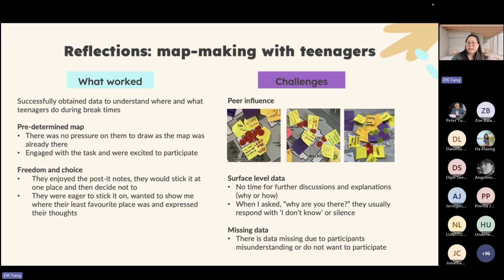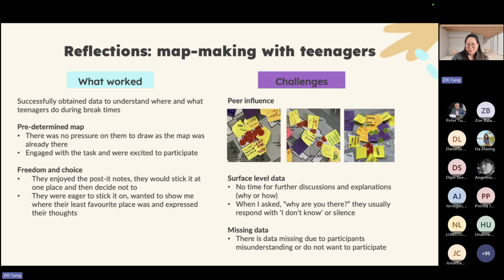They really liked that aspect of ownership. They would write their reason and they would stick it on. And especially with the happy face and sad face stickers, they thought about it carefully before they stuck it on, because once you stick it on, you can't take it off again. That was really good. But some of the challenges was peer influence, something that I didn't expect at all.